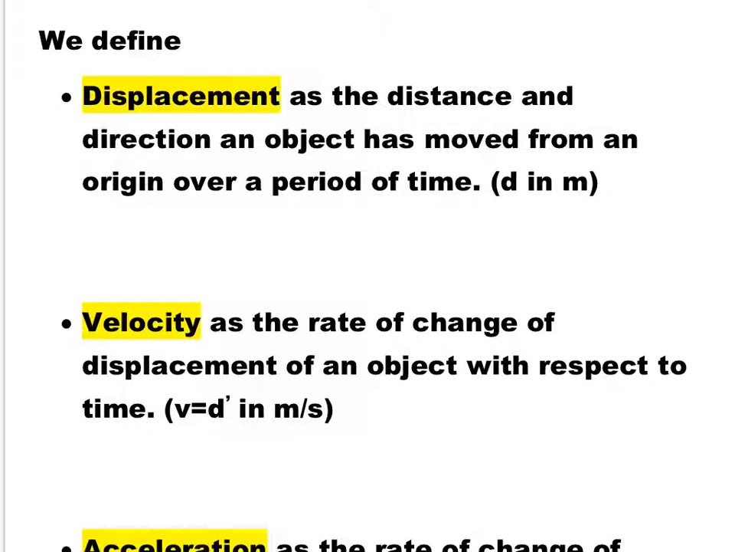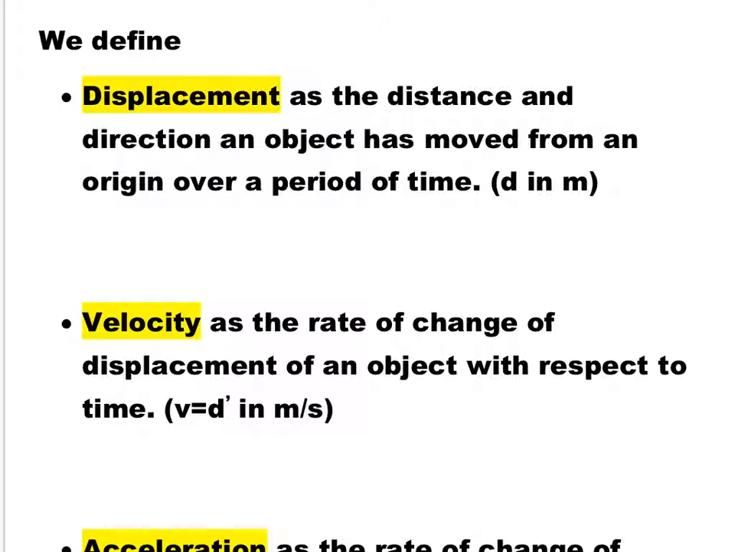Both of these have a magnitude. For instance, in the case of a displacement, it is the distance, and also they have a direction, which is going to show in what direction the object is moving away from the origin.